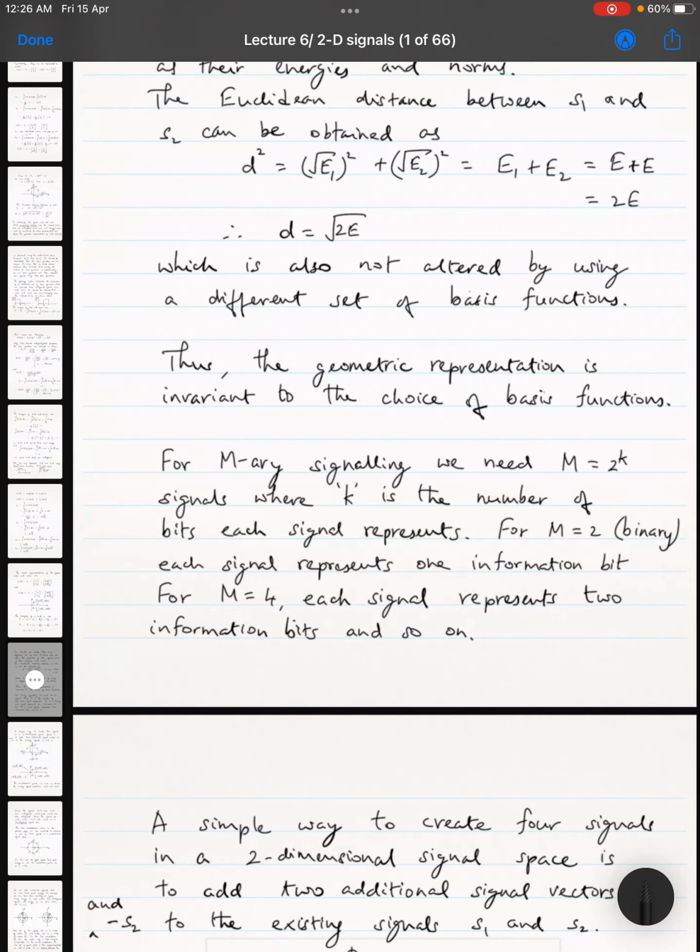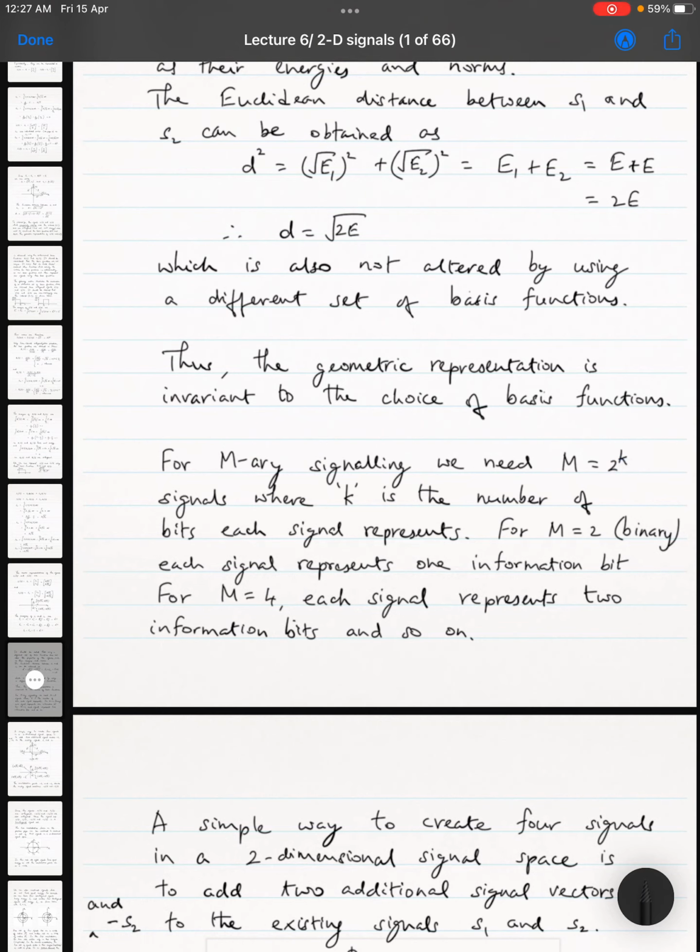Okay, so we have seen this case for two signals, S1 and S2. Now we can extend this idea to a set of M signals, because when we talk about M-ary signaling, where we combine multiple bits to represent signals, we need multiple signals to represent each of those combinations. So instead of two signals, we have a certain number, capital M, of signals, which is defined as 2 power k, where k is the number of bits per signal.